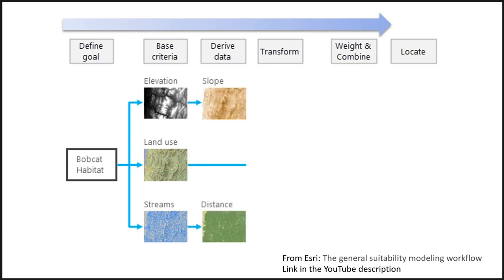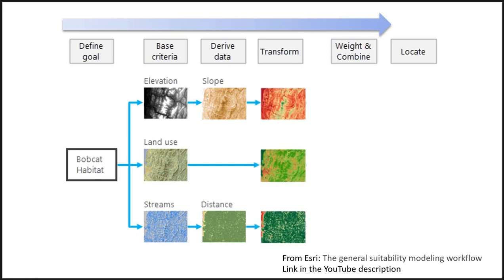We're going to derive secondary data. For example, calculate a slope surface from elevation. And using stream polylines, we could calculate a raster surface where the cell values equal the distance from that cell to the nearest stream feature.